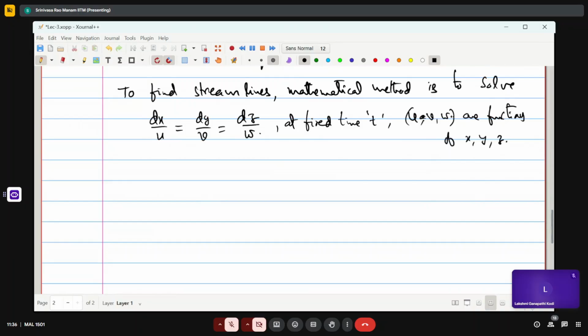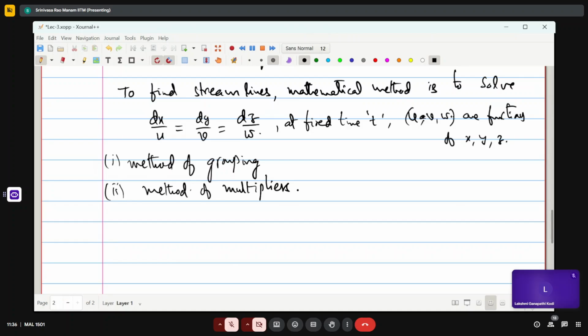Okay, let's look at this mathematically. To find streamlines, the mathematical method is to solve this one. This can be done by method of grouping. Have you done any time in mathematics ODE solving? Method of grouping, or method of multipliers? Yes, so you combine dx plus dy, something exactly like that. So you group it.